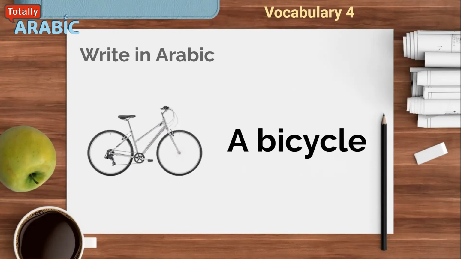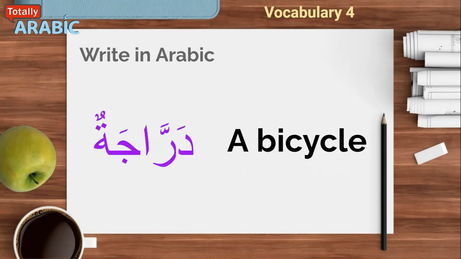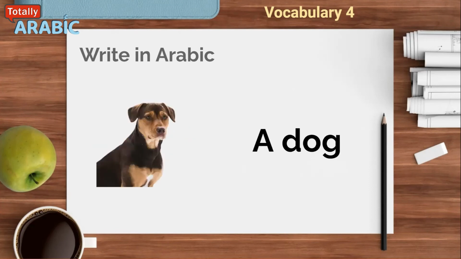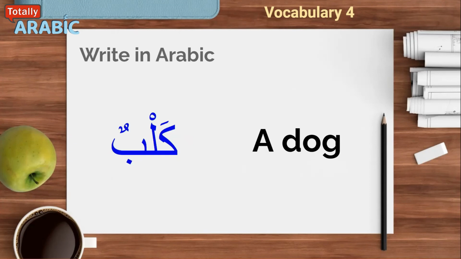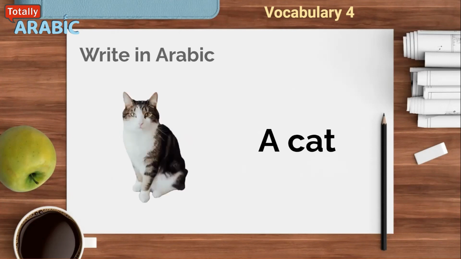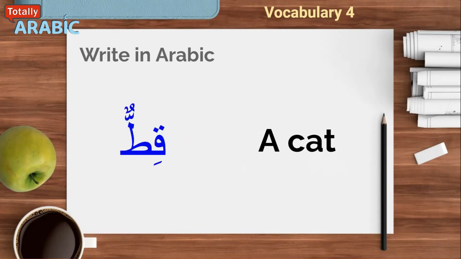A bicycle is on the screen. 5 letters. A dog is on the screen. 3 letters. A cat is on the screen. 2 letters.